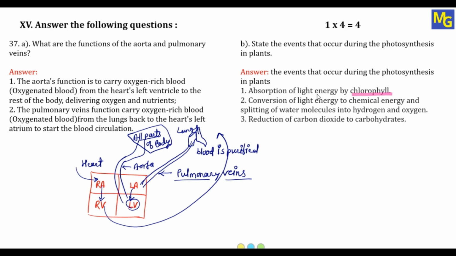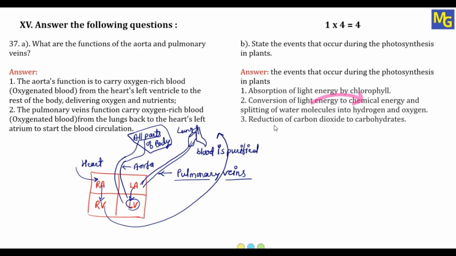Once that light energy is absorbed, there is conversion of light energy into chemical energy and splitting of the water molecule into hydrogen and oxygen. So once the light energy comes into the chlorophyll, that energy is used to split the water molecule to form hydrogen and oxygen, meaning we are preparing the chemicals. So we are converting light energy into chemical energy.